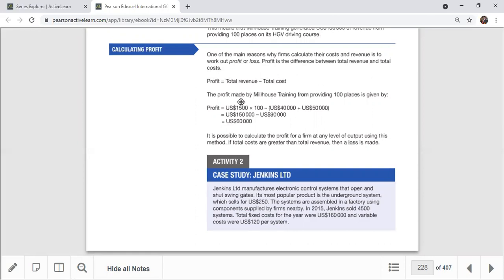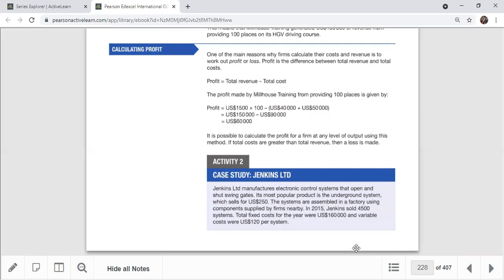Imagine the profit of this business, Millhouse. Total income is 1,500 times 100, which is 150,000, minus total expenses: 40,000 plus 50,000, fixed cost plus variable cost, is 90,000 total cost. So 150,000 minus 90,000 equals $60,000. That's the profit of the business. In some situations, to increase profit you have to do marketing, more advertising, or reduce prices. Then you can increase the quantity, but that depends on the elasticity of demand. Keep that in mind too.